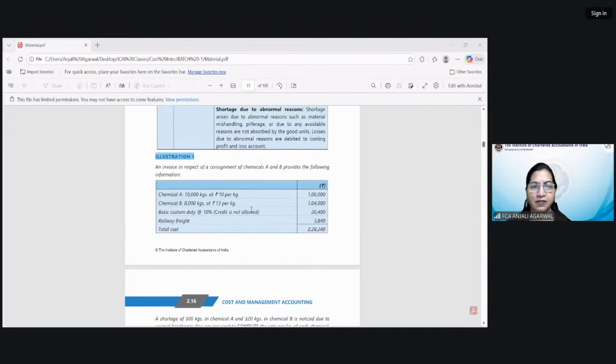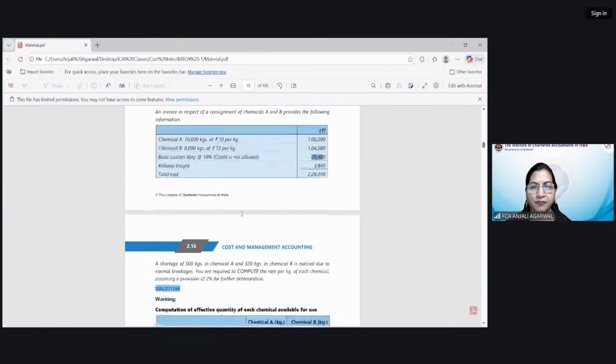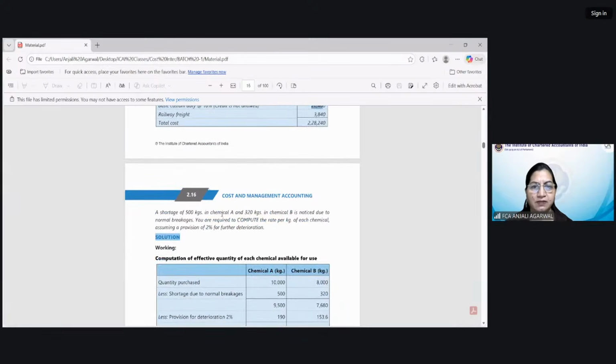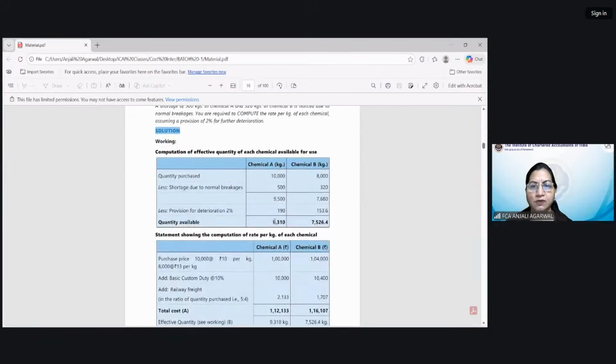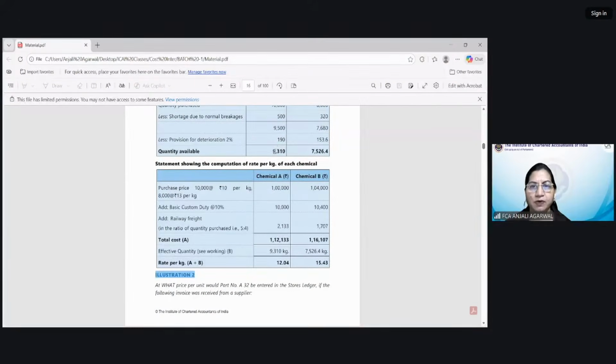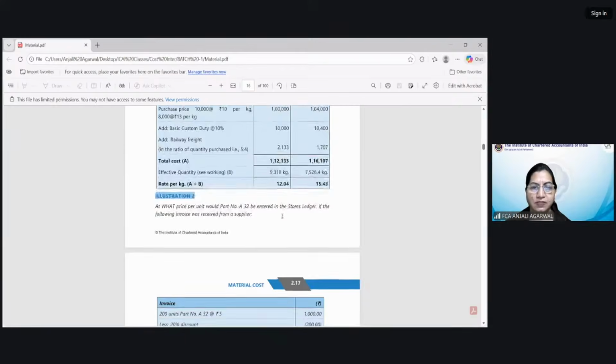So here chemical A and B, customs, railway freight. These prices are given. Custom should be divided based on value. Freight should be divided based on the ratio of quantity. And then if you expect certain raw material to be lost due to normal reasons, you will subtract that and good units will bear the total cost then. So entire cost will be borne by 9310 units.